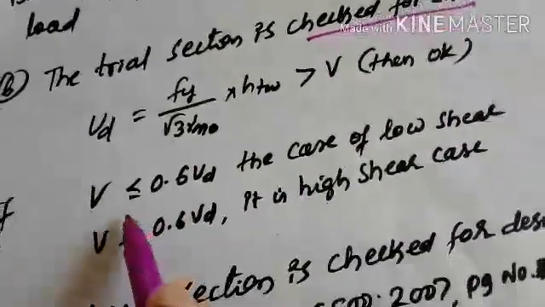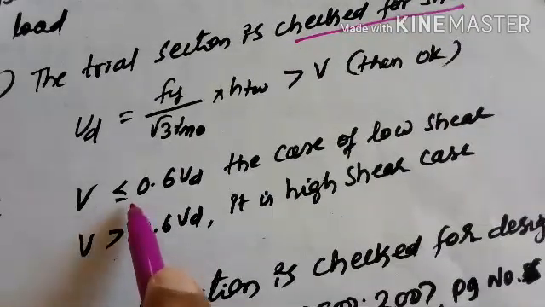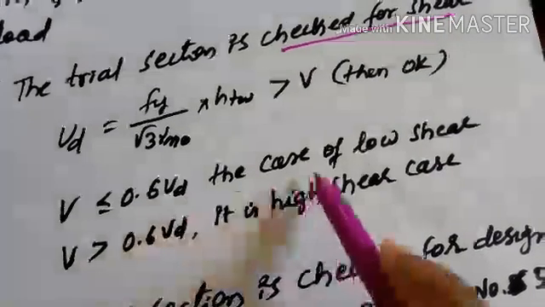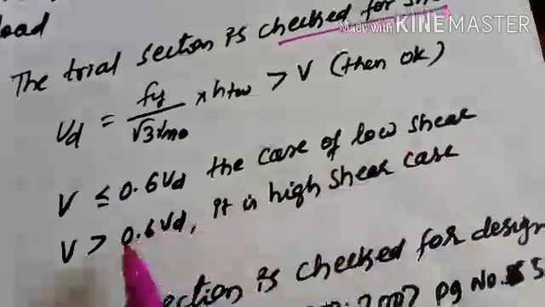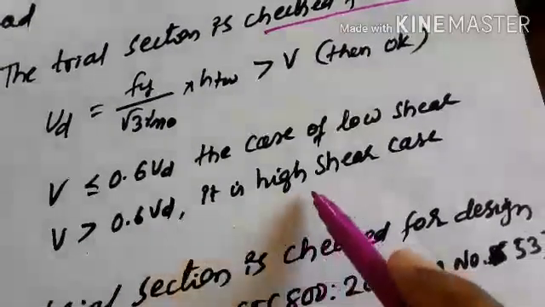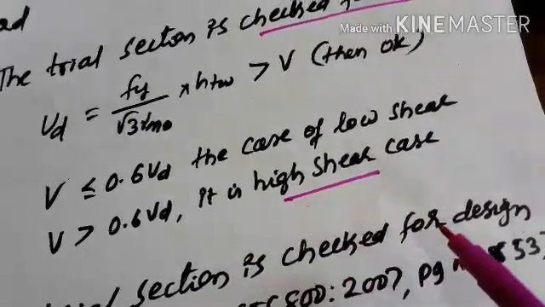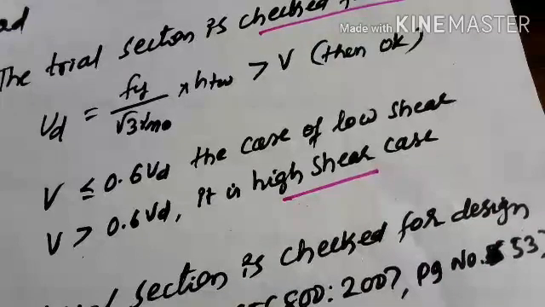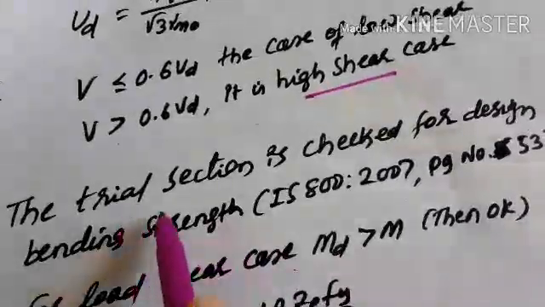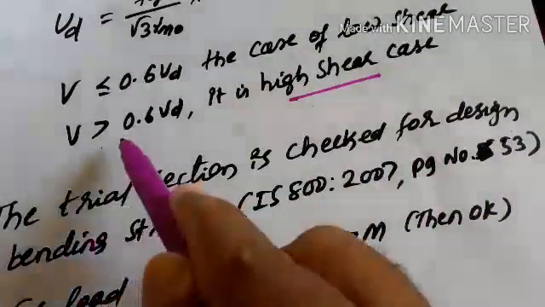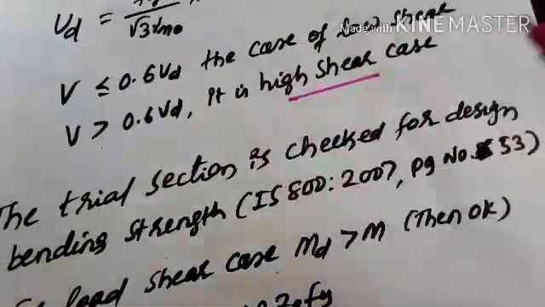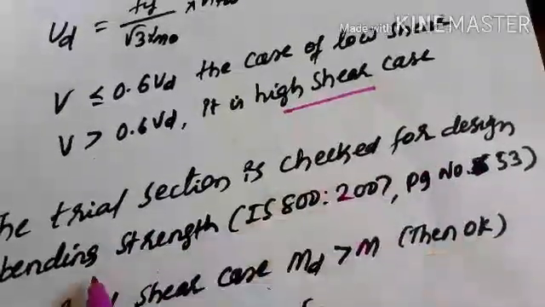If the factored shear force you obtained is less than or equal to 60% of the design shear strength, then this is the case of low shear. And if the factored shear force is more than 60% of Vd, it is the case of high shear. Accordingly, you have to apply the moment capacity formula to calculate the design bending strength. Then the trial section is checked for design bending strength after calculating the shear, based on whether it is low shear or high shear.